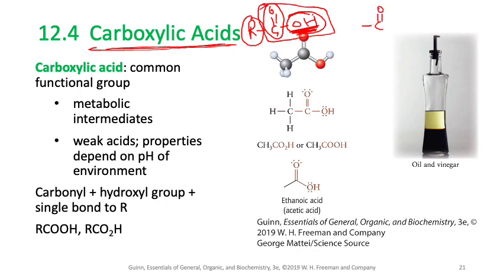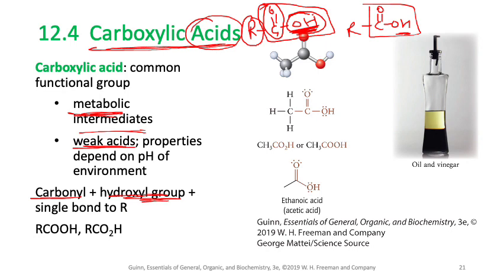So this is your carboxylic acid group, right? Carbonyl plus hydroxyl group, the OH group. You can find carboxylic acids mainly in many metabolic intermediates in a cell. There are certain intermediates that the cell normally makes during digestion or during metabolic reactions. Some of the intermediates can be carboxylic acid containing compounds. And since I say this is an acid, carboxylic acids are weak acids and their properties depend on the pH of the environment, right?